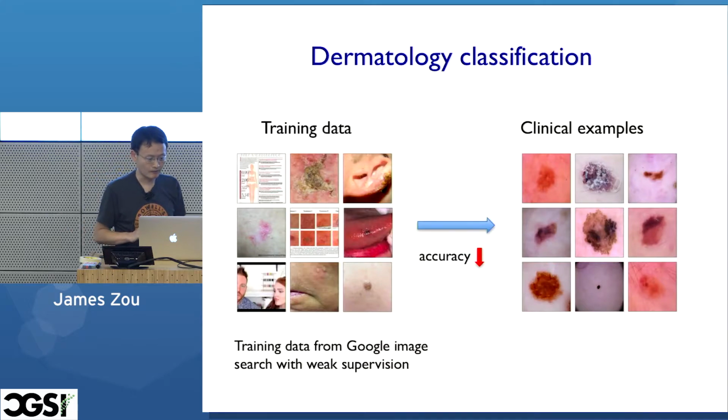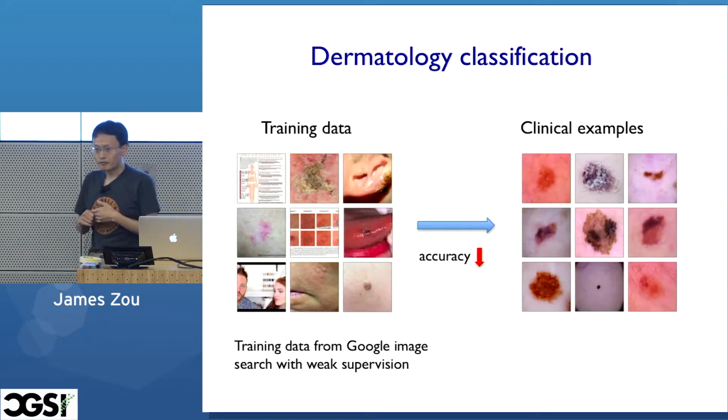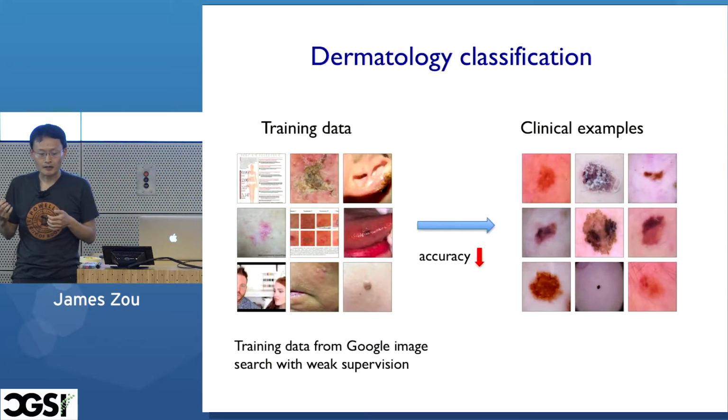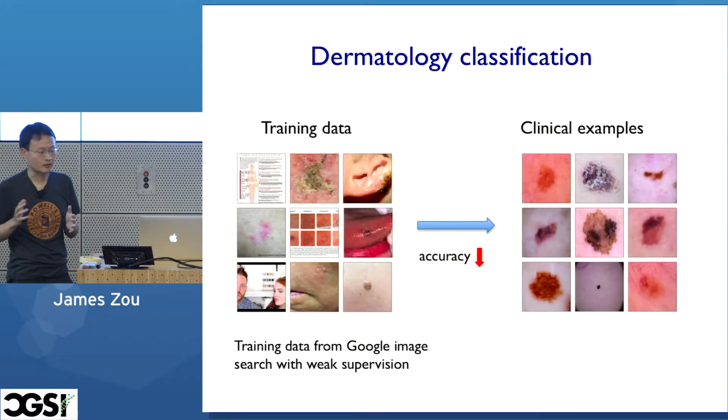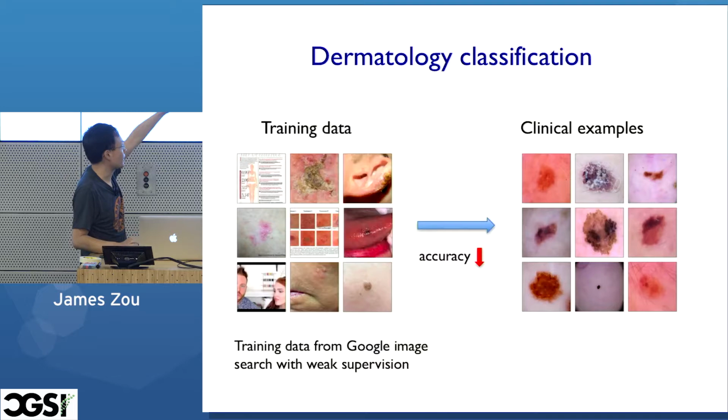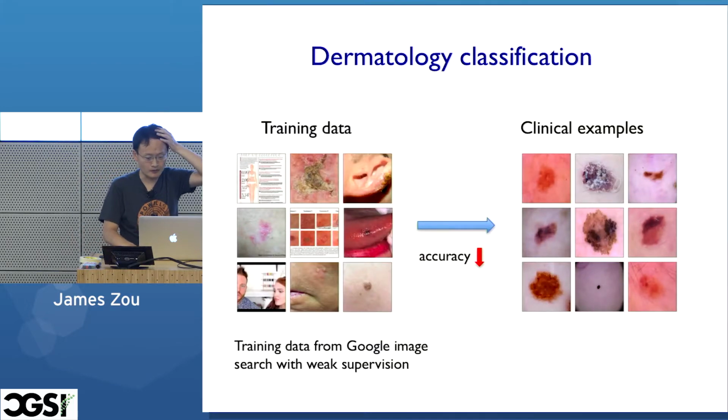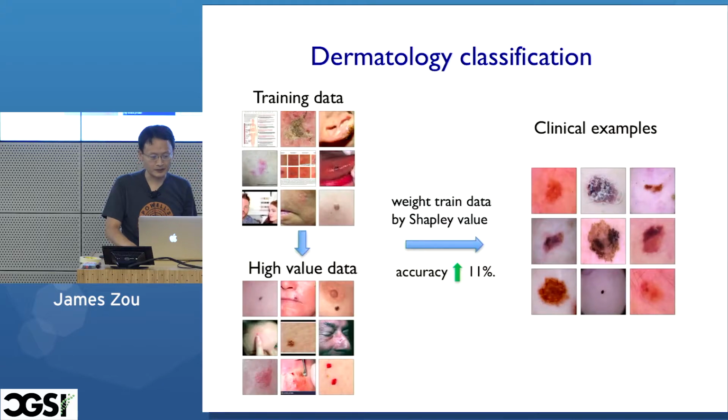So the data set that's actually being used to train these models is extremely noisy. Basically, what they do is they go on Google Image and type in keywords for different skin illnesses and scrape images. That's how they get data sets of hundreds, thousands, and millions of data points. And when you actually apply them to real clinical examples, the performance is quite bad. It drops a lot. So we basically do the same idea here.